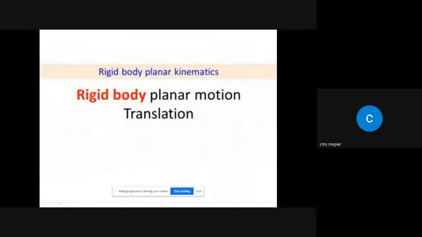Okay, so as I have told you, we are continuing with rigid body planar kinematics. At first, we will consider rigid body planar motion translation. As I have told you, we can have different types of rigid body motion, and in both space motion and planar motion, we can have further subtypes. So in this class, we will consider rigid body planar motion, and in that planar motion, the first one that we are going to consider is translation.